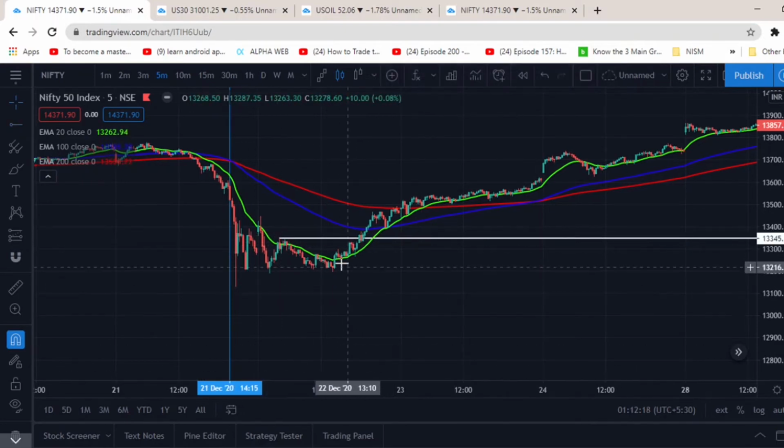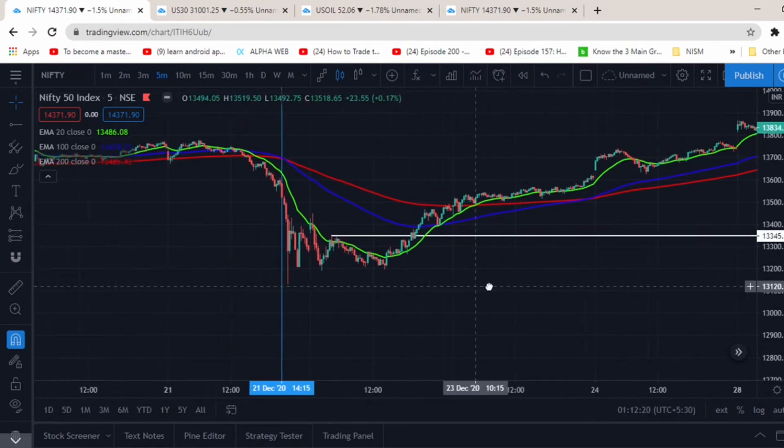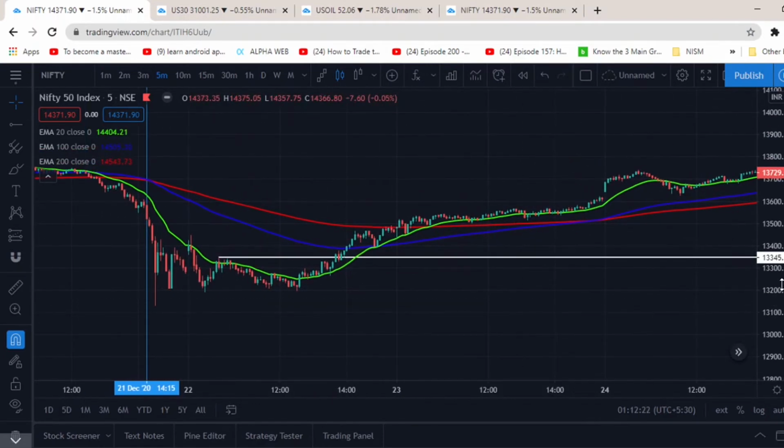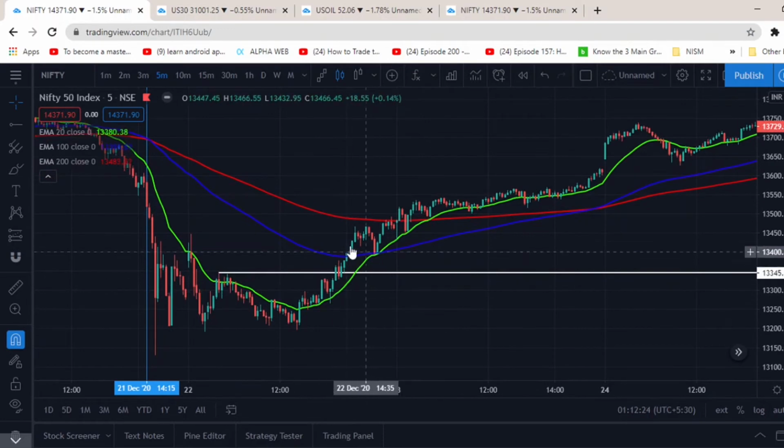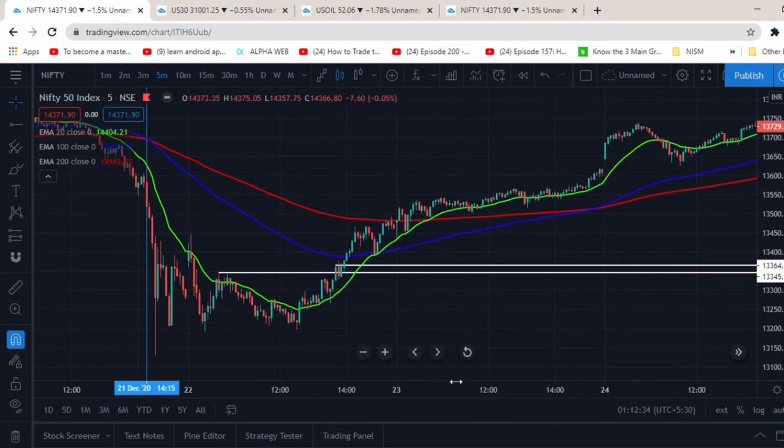So we mark the swing high. So how do we enter the trade? In the breakout concept, we look for the green candle close above the swing high. Then we enter at the high of the breakout candle, or we can wait for the retest of the swing high.